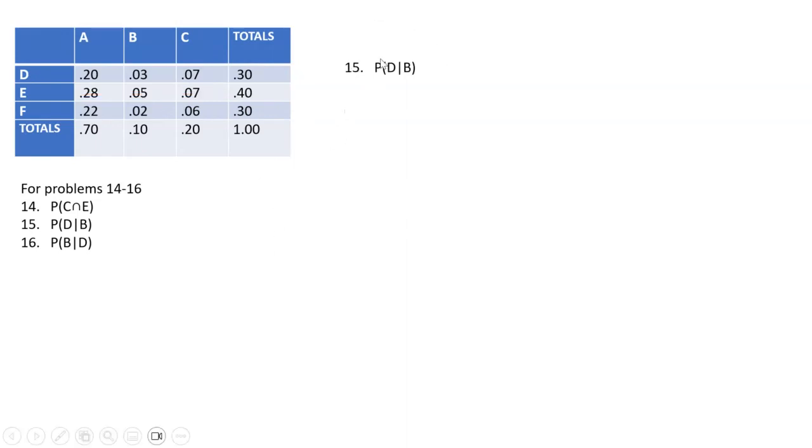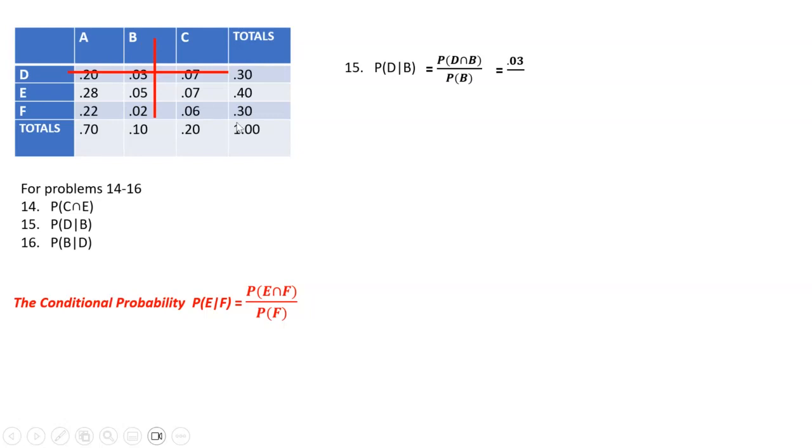Okay, now for number 15, right? This means conditional probability. So for that, I have to go over the formula. It's like this. The conditional probability, which means P of E given F, is equal to the probability of E intersects F over P of F. But in this case, we're using D and B, so it's going to be the probability of D intersects B over P of B. Okay, so where do D and B intersect? There's my D, and this is my B. So it's going to be 0.03.